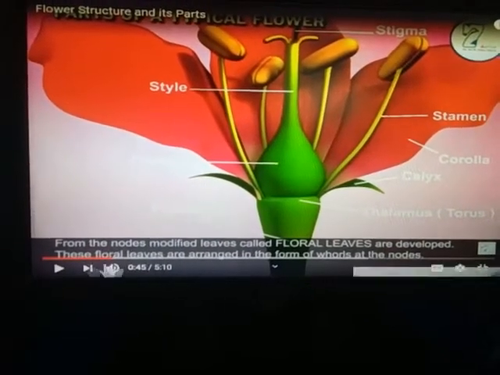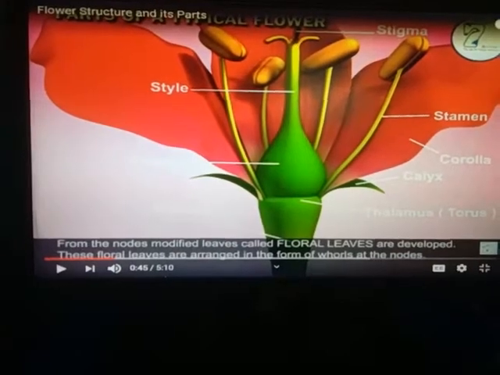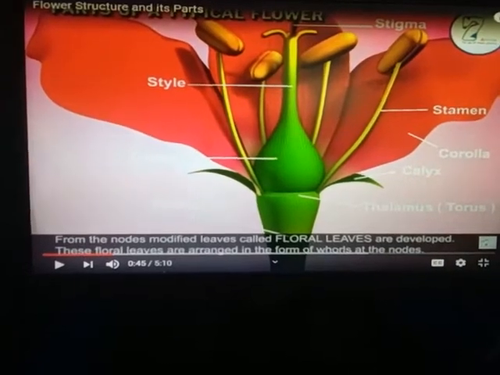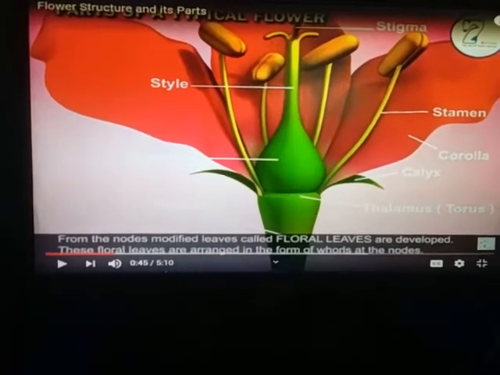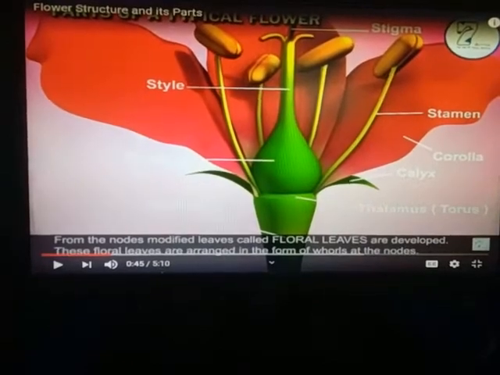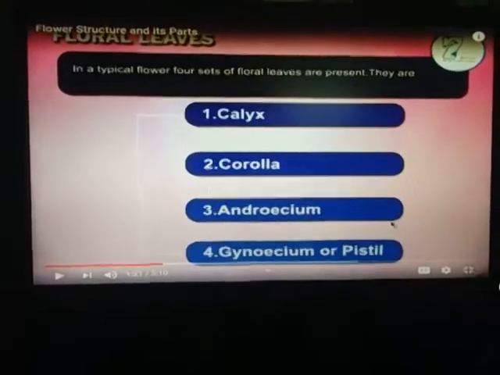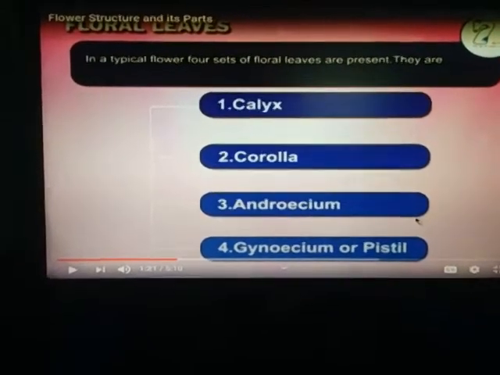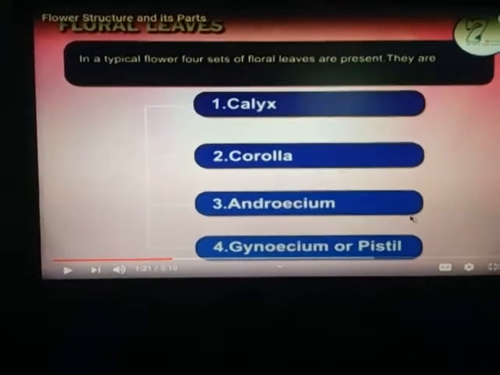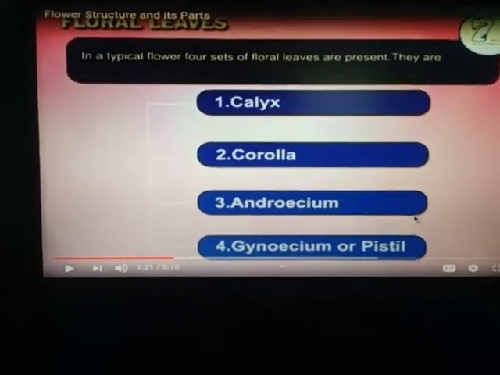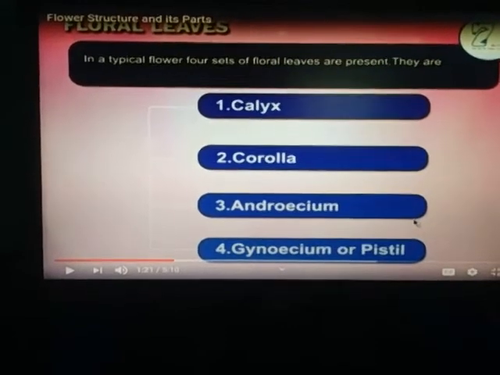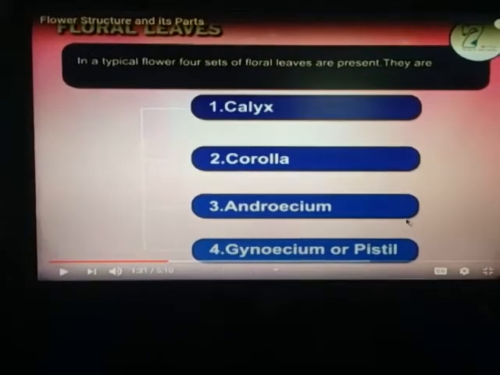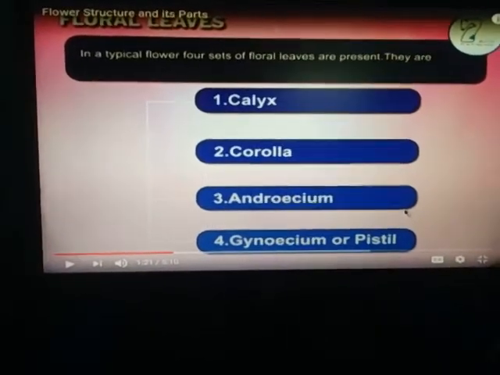As we know, from the nodes, modified leaves called floral leaves are developed. These floral leaves are arranged in the form of whorls at the nodes. These leaves develop to form sepals, petals, etc. In a typical flower, four sets of floral leaves are present. They are calyx, corolla, androecium, and gynoecium or pistil. These structures are present in the flower from outside to inside. We can see that calyx is the outermost whorl and gynoecium is the innermost whorl of a flower.